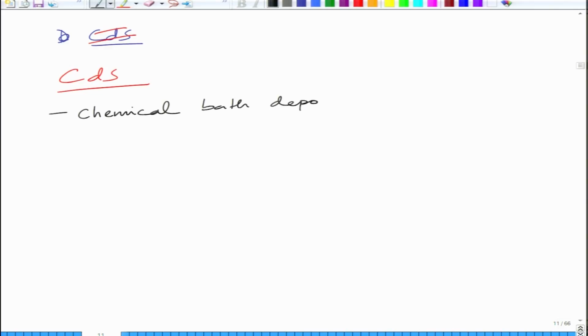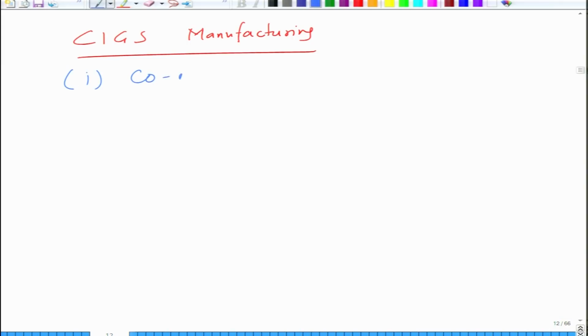So, CdS of course, as we said, is made by chemical bath deposition or sputtering, okay, and it is a very thin layer. How do you make CIGS? CIGS manufacturing, the first process that we take is the co-evaporation.